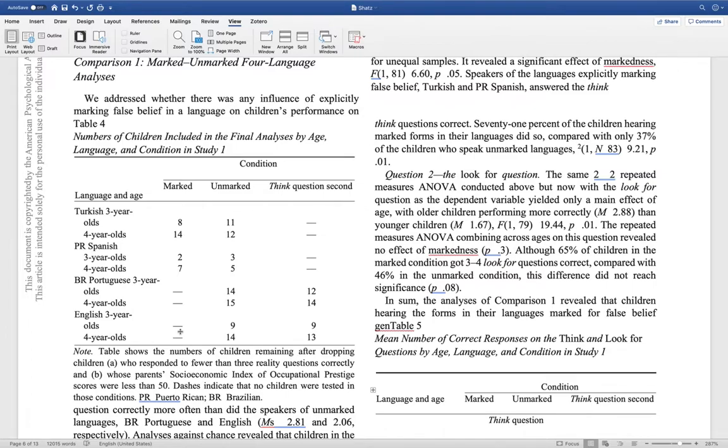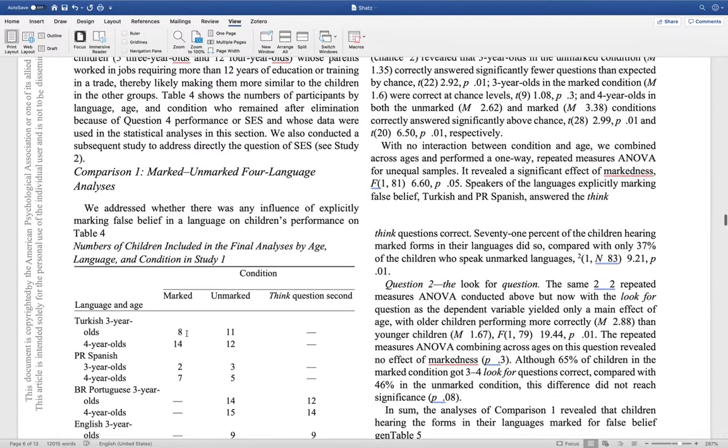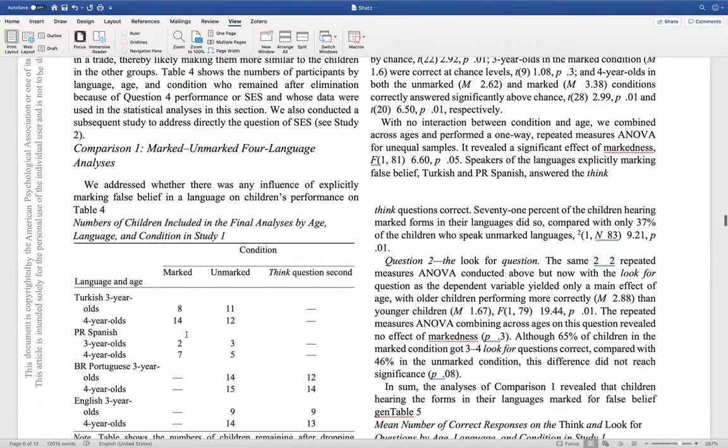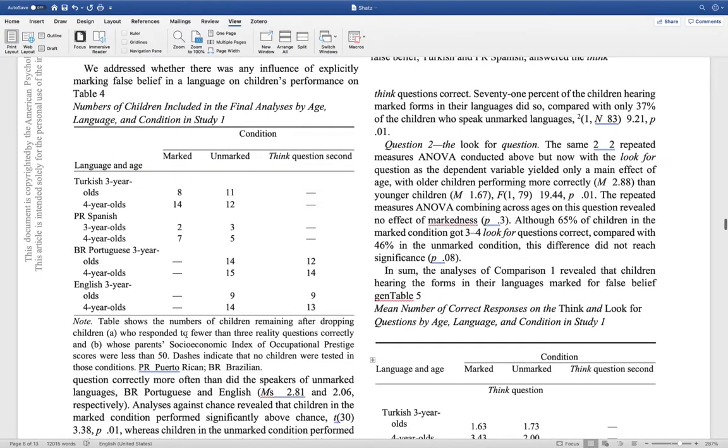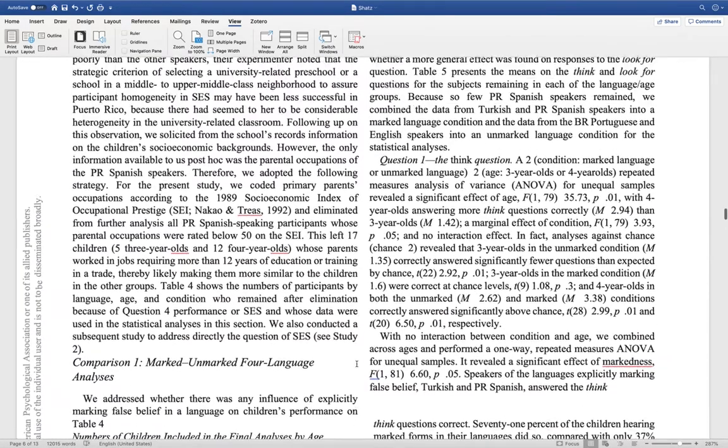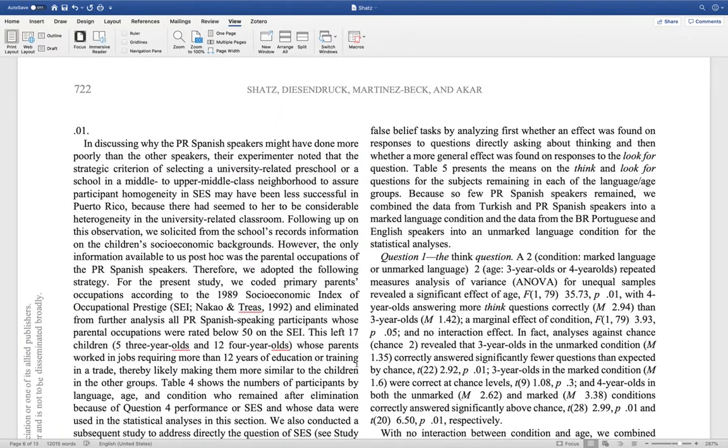And if there are, I have no idea how to interpret them. But now we can see all of those different groups and comparisons in table 4. False belief in language on children's performance on false belief task by analyzing first whether an effect was found on responses to questions directly asking about thinking, and then whether a more general effect was found on responses to the look for question. So let's talk about that too.